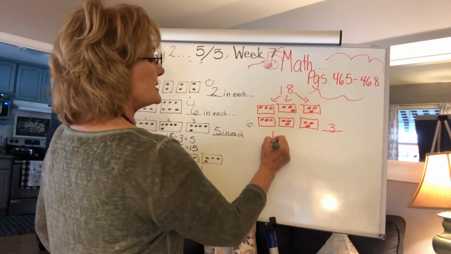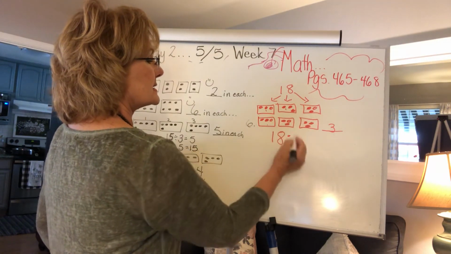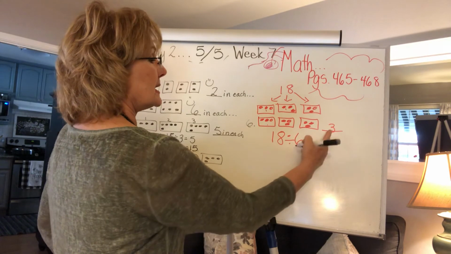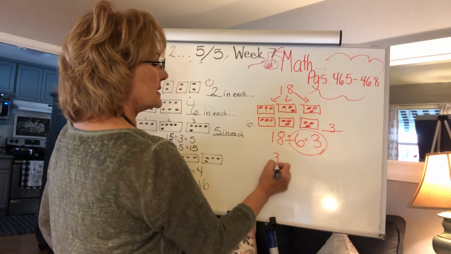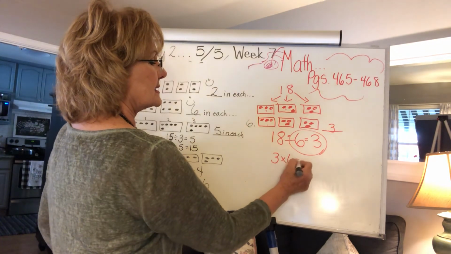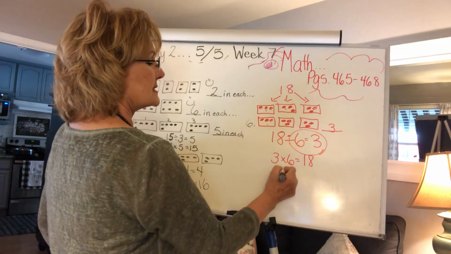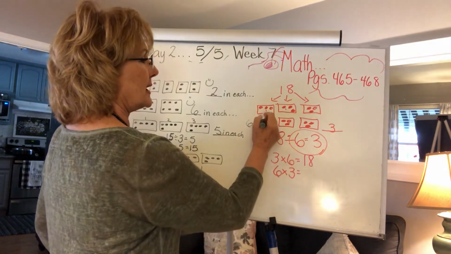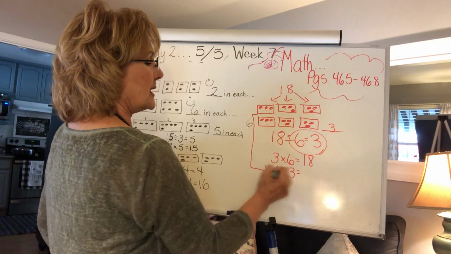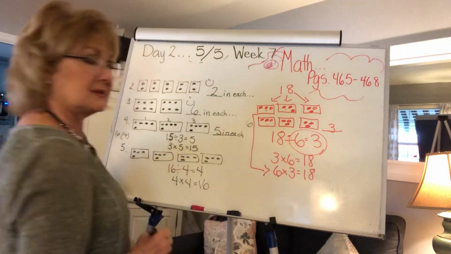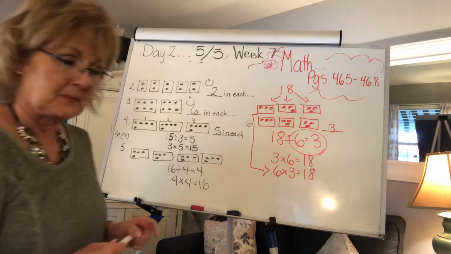We've got 18, let's pretend they're tater tots, divided up amongst 6 people. Each person will get 3. Let's look at this. What is 3 times 6? 3 6s are 18. What is 6 times 3? Which is what we have here. 6 times 3 equals 18 also, right? 6 3s is 18. Great.